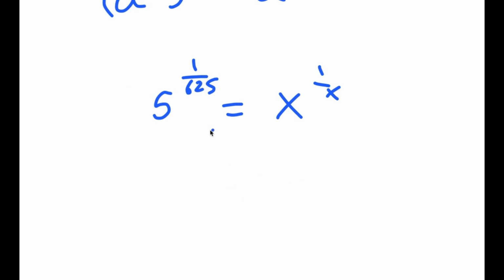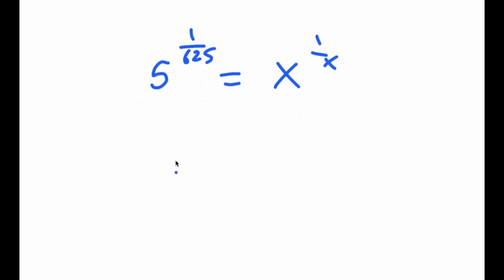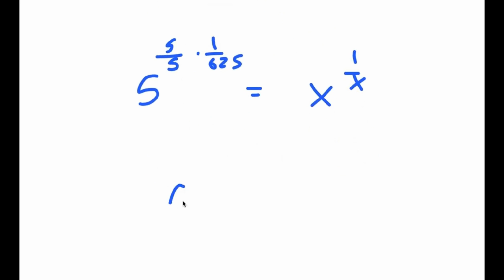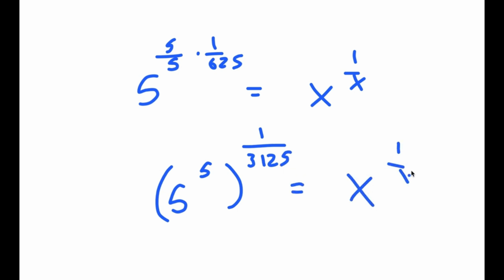Now from here, I want to change my left-hand side so that it's in the form a number to the power of 1 over that same number. So basically, I want these two numbers to be the same, so they align with x to the power of 1 over x. Right now, they're different. So what I'm going to do is rewrite this as 5 to the power of 5 over 5 times 1 over 625. So now I get 5 to the power of 5 to the power of 1 over 3,125 is equal to x to the power of 1 over x.